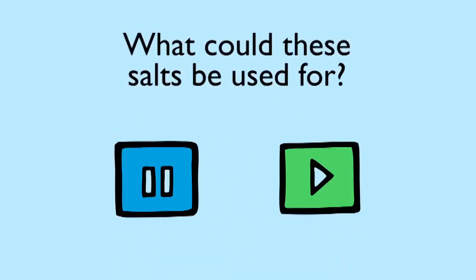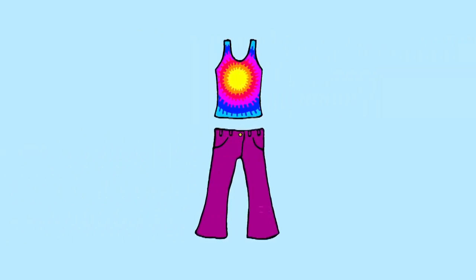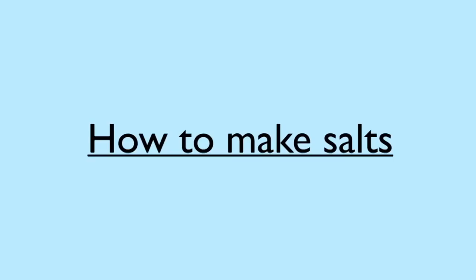Can you think what they might be used for? Pause and have a think, then resume. The answer is they're used for dye pigments to colour our clothes. If you ever get the chance to enjoy some fireworks, the bright colours you can see are produced by burning the salts of various metals.